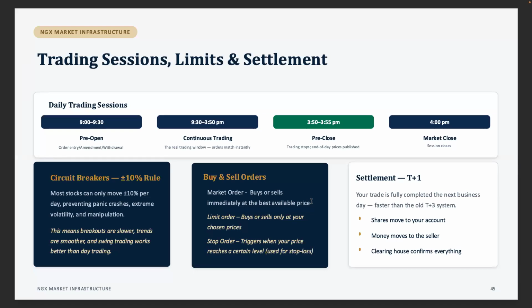We have circuit breakers. A stock cannot go more than 10% positive or negative for the day. And we have market orders, we have limit orders, and we have stop orders. Some of the orders we have direct access to on our portals. Some we might have to send instruction to our brokers to do for us. And we have the T+1 settlement that has recently been implemented, which means that if you sell today, you get your money tomorrow, and you get your share immediately.